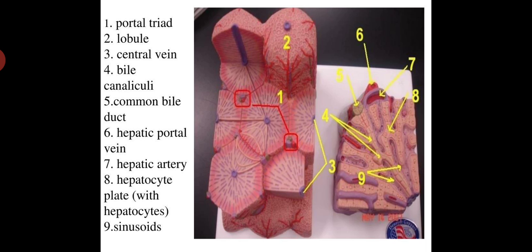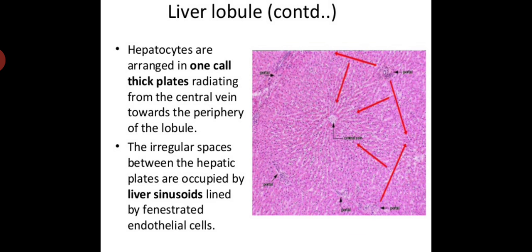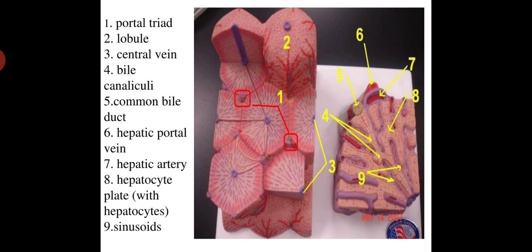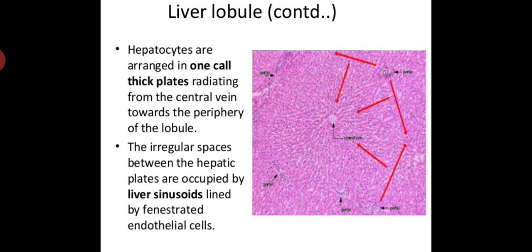Coming to the details of the liver lobule. Each liver lobule will have the arrangement of hepatic cells called hepatic cords. So hepatocytes are arranged in one cell thickness and radiating from the central vein, as already explained to you, and you can further make out that arrangement here. So this is the central vein from which arise the branched, anastomosing hepatic cords here. And the irregular spaces between the hepatic plates are occupied by liver sinusoids lined by fenestrated endothelial cells. So this is another enlarged view of a single hepatic lobule.